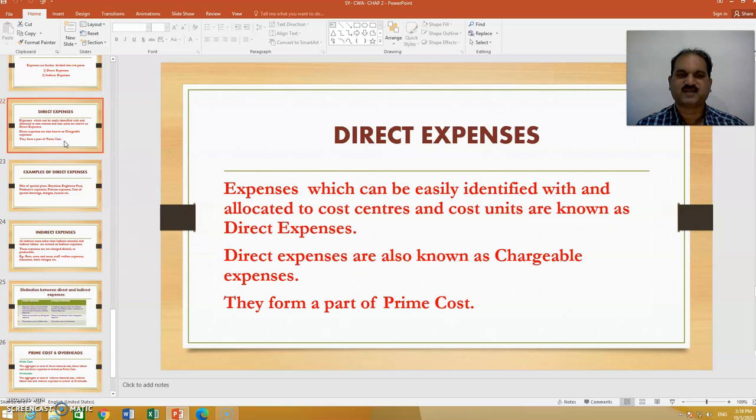Let's see direct expenses. Expenses which can be easily identified with and allocated to cost centers and cost units are known as direct expenses. Direct expenses are also known as chargeable expenses because they get easily charged to a particular cost center or a cost unit. Direct expenses form a part of prime cost.